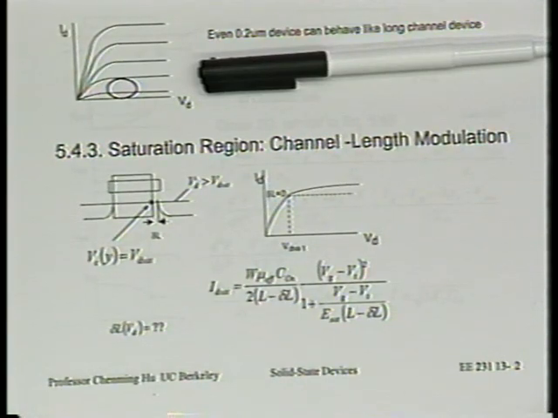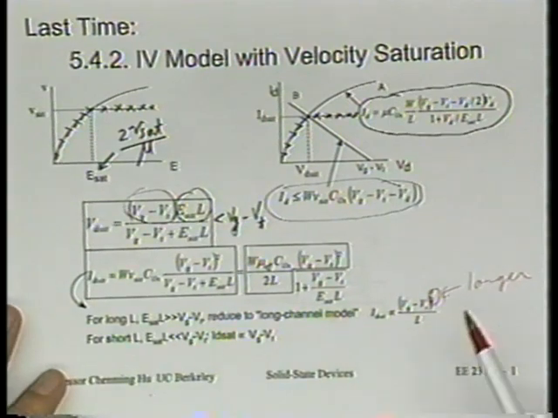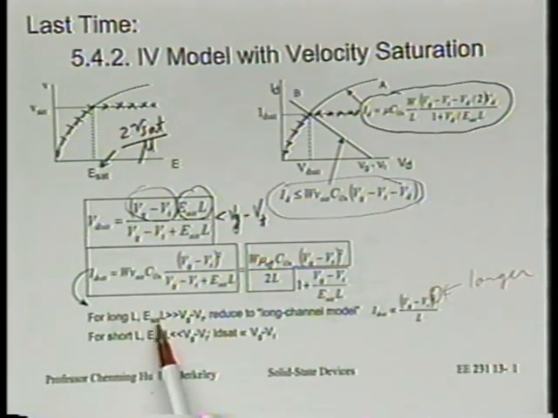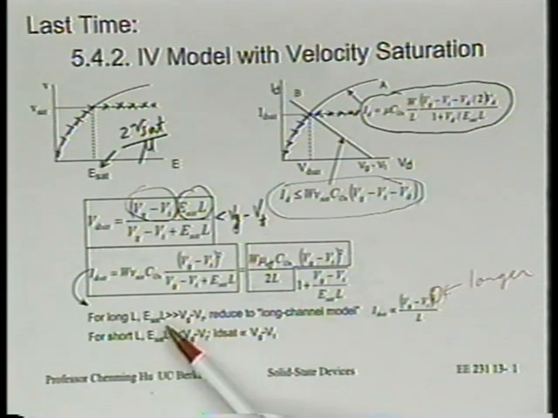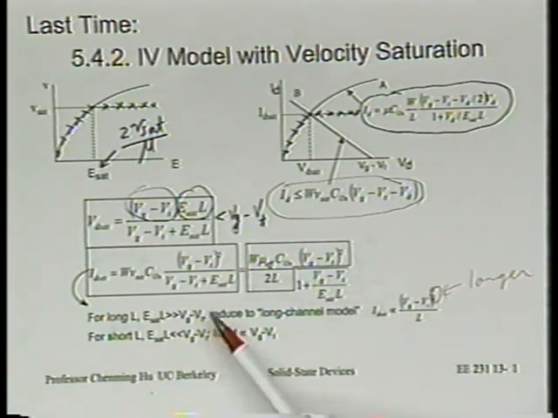Okay. Well, if you look at this equation here, you will notice that when we say long channel, we always said E set times L is larger than Vg minus Vt. When we say short channel, E set times L is much smaller than Vg minus Vt. So what makes a channel long or short? Actually, there's no absolute value. It depends on Vg minus Vt.